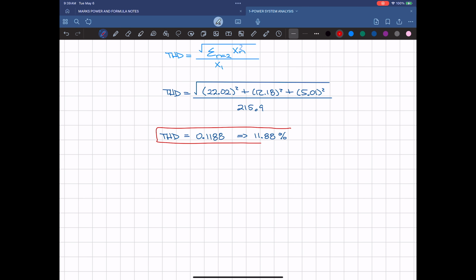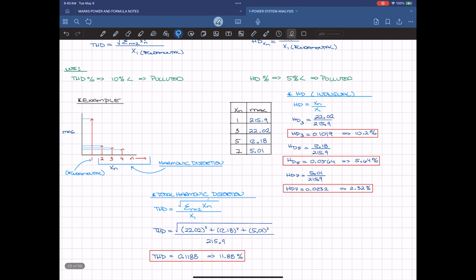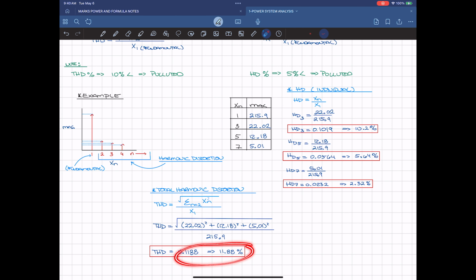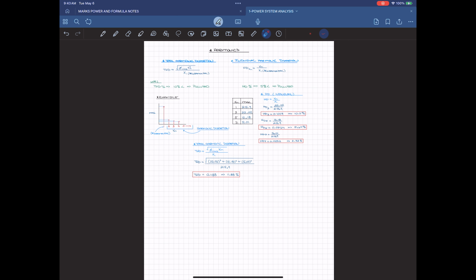So the total harmonic distortion is equal to 0.1188 or 11.88%. Now we can see that that is over 10%, so this is a polluted system. So not only do we know that this is a polluted system, we also know what the contributing harmonics are that are actually contributing to the total harmonic pollution. I hope this helped.